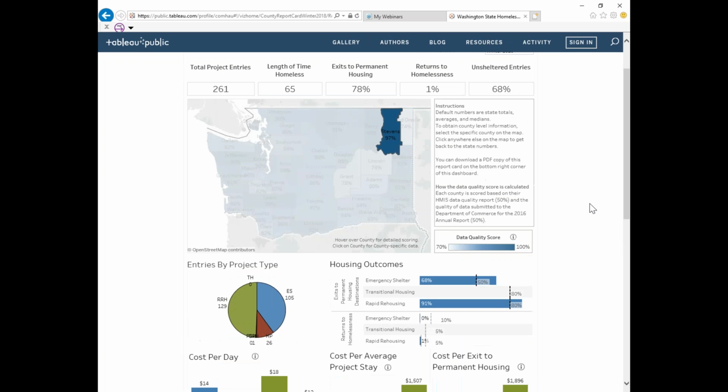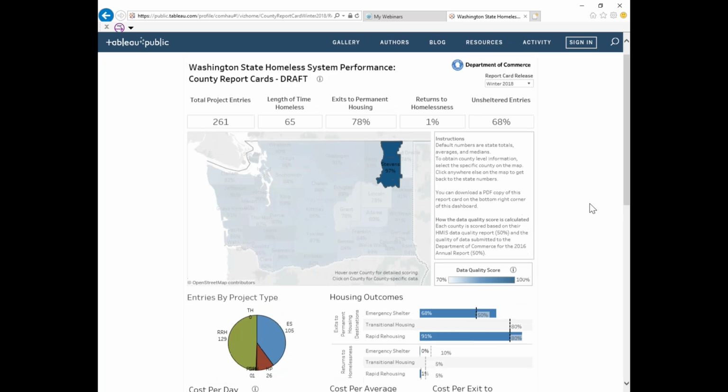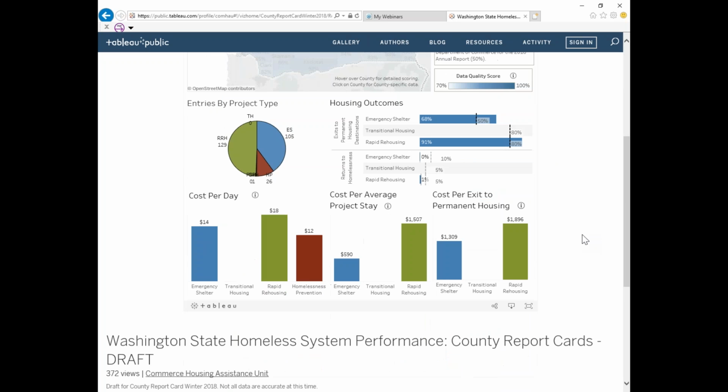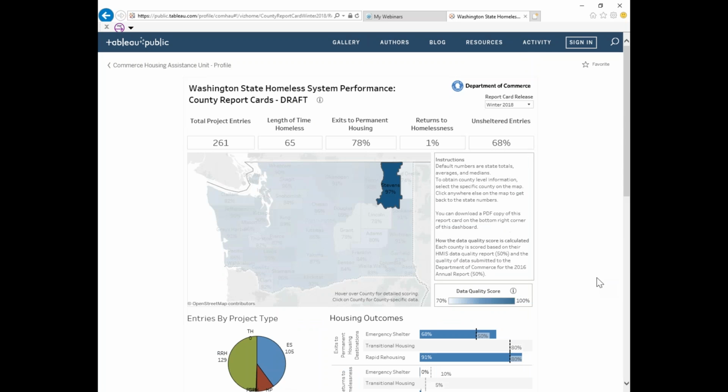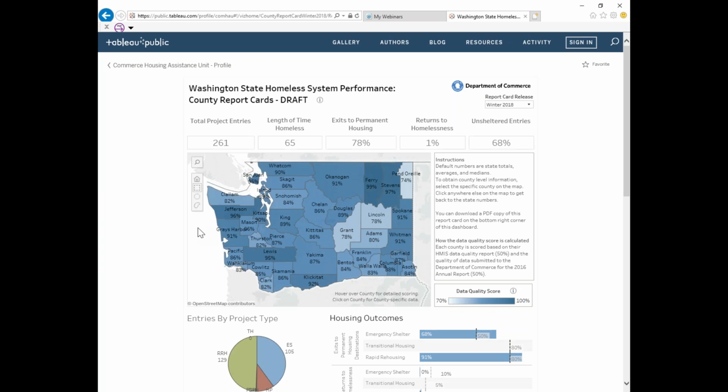If you wanted to print this out or download this, you go down here and you can download that page to a PDF, and it will print on just one piece of paper for you. To get back to the state, you can just click anywhere outside of the map.